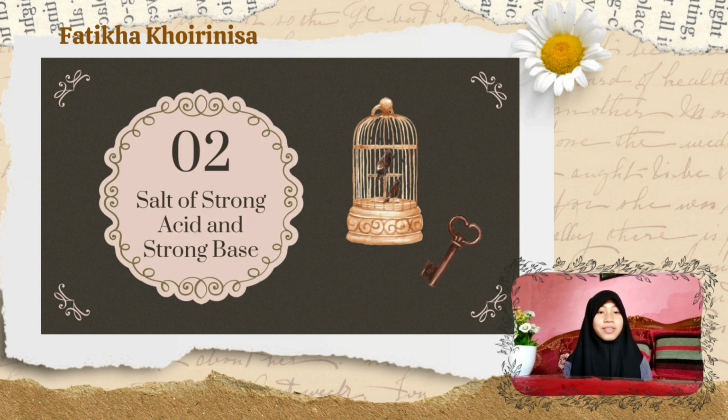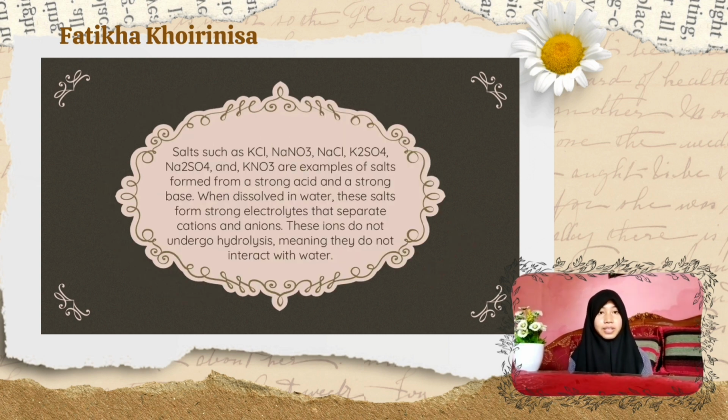Salt of strong acid and strong base. Salts such as KCl, NaNO3, NaCl, K2SO4, Na2SO4, and KNO3 are examples of salts formed from a strong acid and a strong base. When dissolved in water, the salts form strong electrolytes that separate into cations and anions. These ions do not undergo hydrolysis, meaning they do not interact with water. As a result, there is no change in the concentration of H+ and OH- ions in solution. As a result, the resulting solution is neutral.